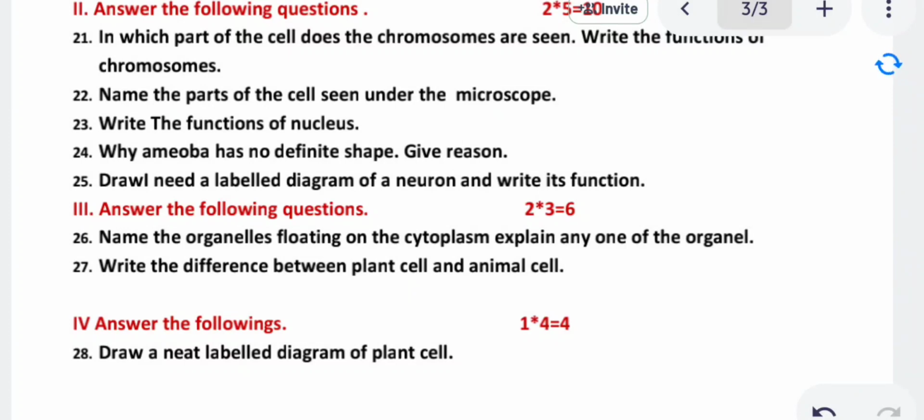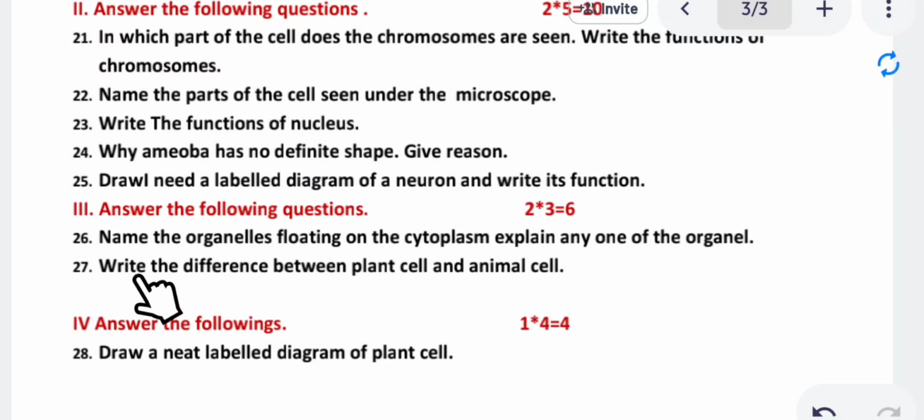Next, third main question. Here 2 questions are there, and they are 3 marks questions. Total 6 marks will be there. Name the organelles floating in the cytoplasm. Explain any one of the organelles. We know that in the cytoplasm so many organelles will be floating. It may be mitochondria, chloroplast, ribosomes, lysosomes, Golgi complex, endoplasmic reticulum. All these organelles we have to write, and we have to explain any one of the organelles, whichever one we like.